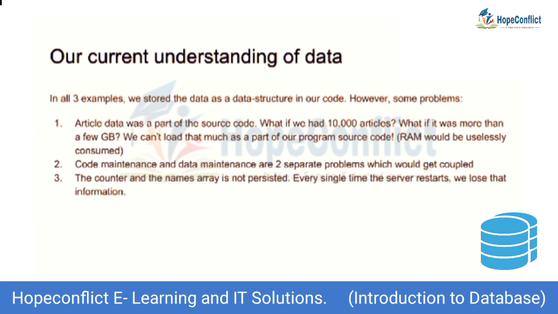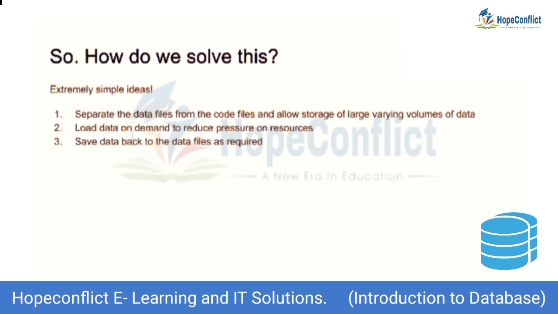So if we ever have a restart, or if our server crashes, or we need to take it down for maintenance, or we update code, we would lose all the information that we've gotten so far. So these were the problems. This is the problem in doing things by storing data as a part of the source code. Solving this problem seems to be very simple, right?